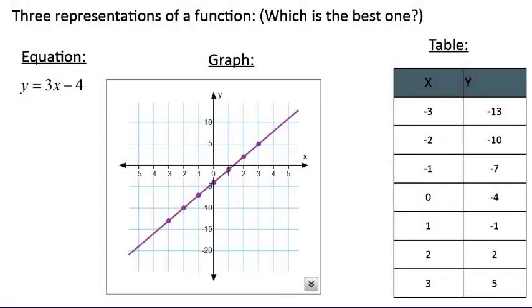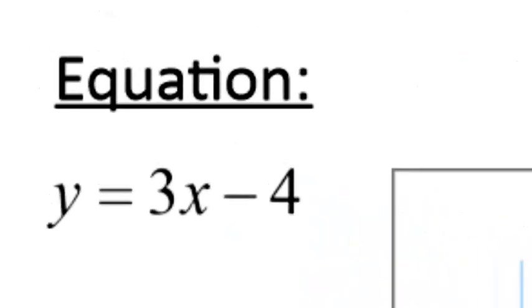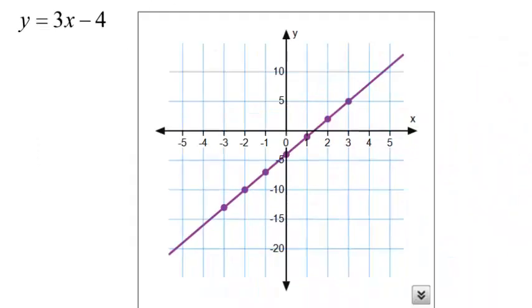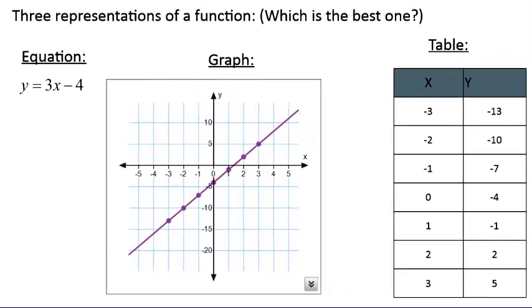Now there are three representations of a function that we're going to look at most often. These aren't the only three possible, but these are definitely the three most common, at least for a math class. So the first one is the equation of the line, or the function. y equals 3x minus 4 is an example. And then we have the graph of that function, which is this purple line you see here in the graph. And we also have a table of values that we could use to represent the function.